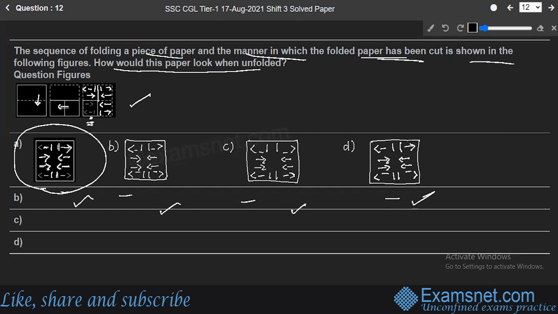See, this horizontal line is in the middle place, so it's in the middle place in all the four. Right. Option A is the correct answer to the question. Hope you are clear with it. Let's move to the next question.